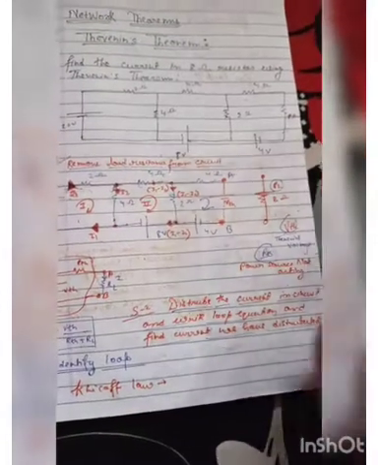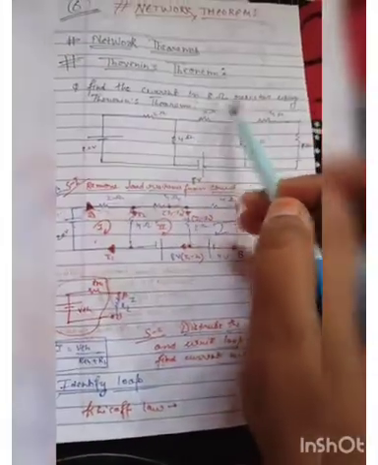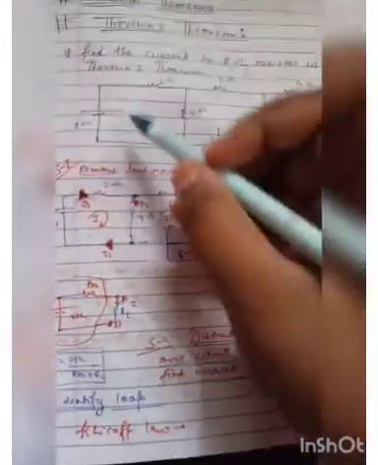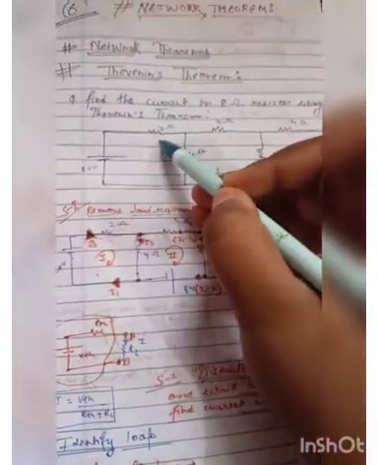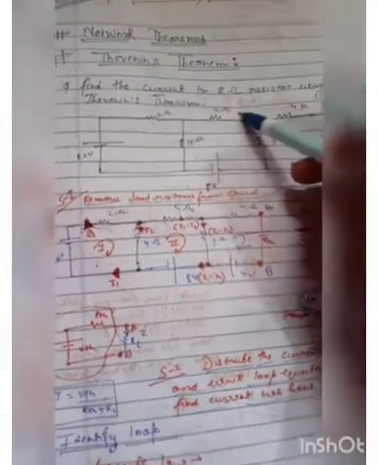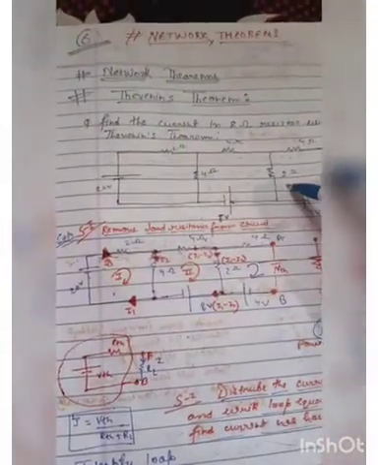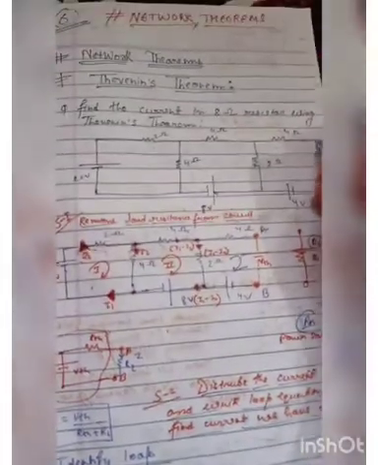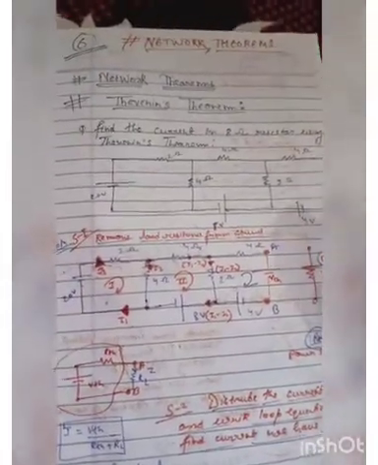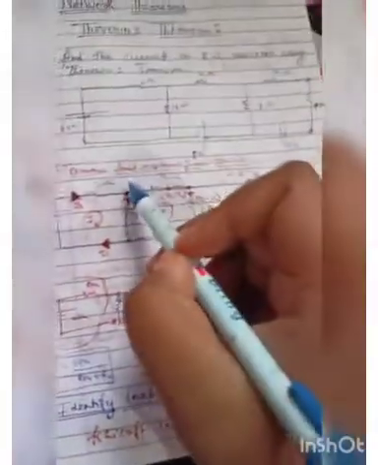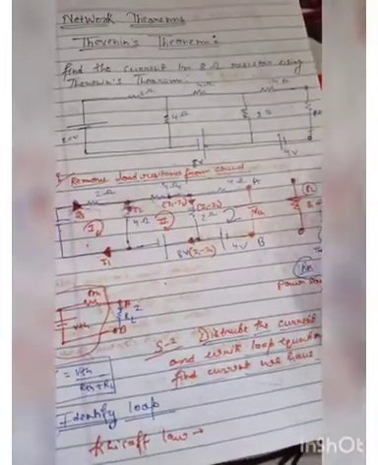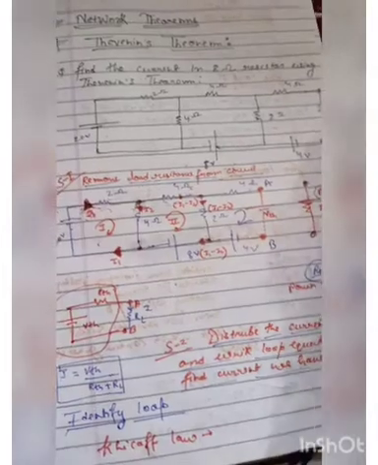Understand Thevenin's theorem. Find the current in the 8 ohm resistor using Thevenin's theorem. We take a circuit in which there are 20 volt, 2 ohm, 4 ohm, 4 ohm, 8 ohm, 2 ohm, 4 ohm, 4 volt and 8 ohm. We should remove the resistance of 8 ohm from the circuit. The first step of Thevenin's theorem is to remove the load resistance from the circuit. We remove RL from the circuit and name it the load resistance.